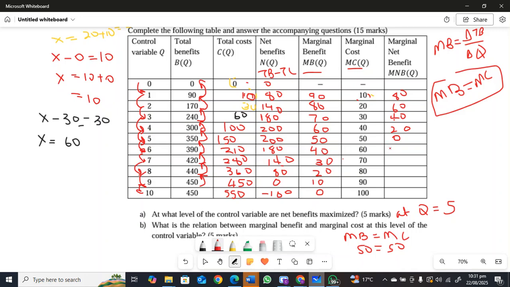40 minus 60, negative 20. 30 minus 70, negative 40. 20 minus 80, negative 60. 10 minus 90, negative 80. 0 minus 100, negative 100.